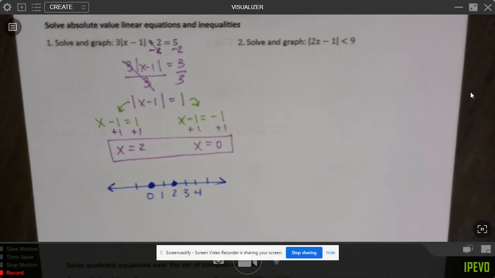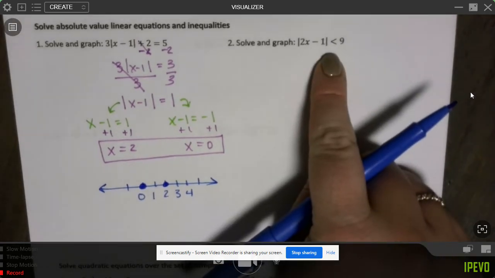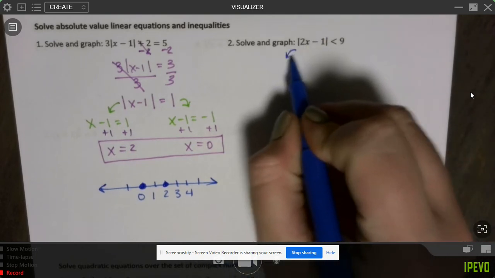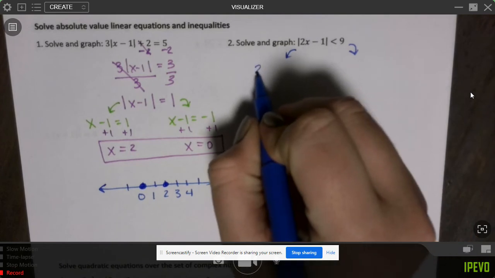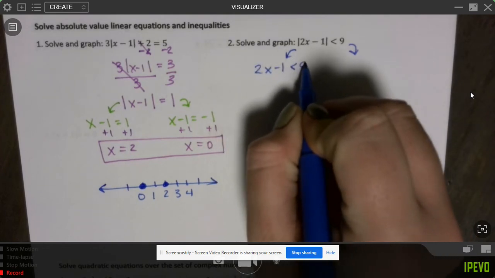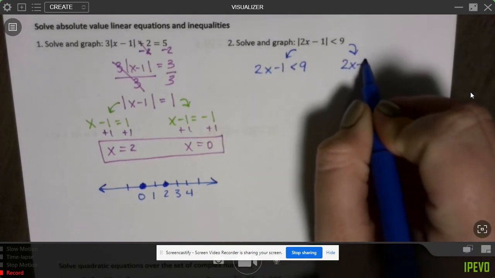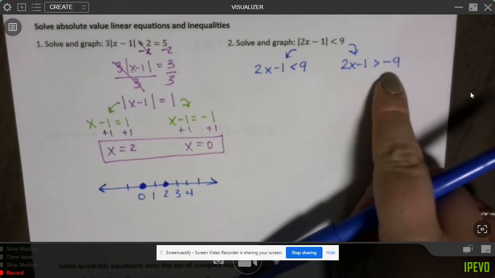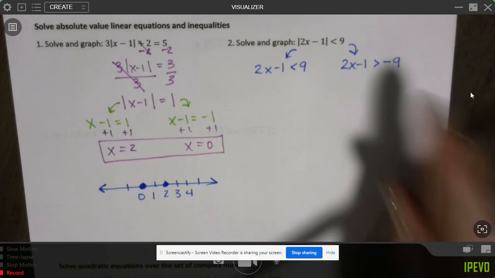For our inequality, specifically this one is less than 9. My absolute value is already by itself, so I'm going to go ahead and split it into the two different cases. Either 2x minus 1 is going to be less than 9, or 2x minus 1 is going to be greater than negative 9. Notice when I make this negative, I also flip the inequality.